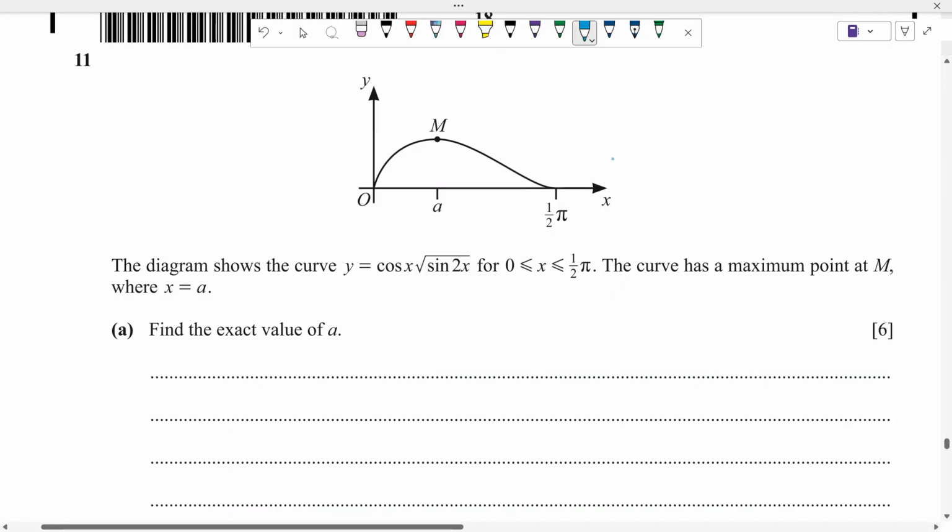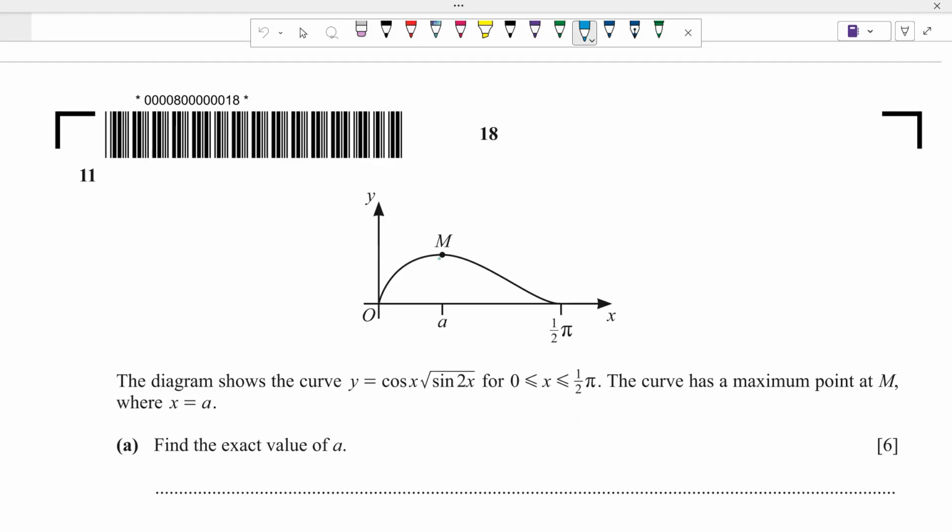Question number 11. The diagram shows the curve y is equal to cos of x times the square root of sine of 2x, for x less than or equal to 1/2 pi and greater than or equal to 0. The curve has the maximum point at M where x is equal to a. Find the exact value of a.